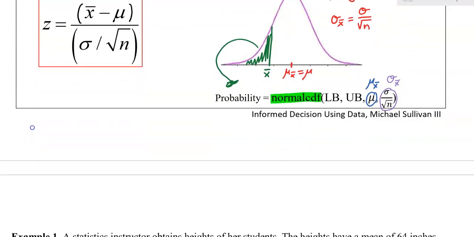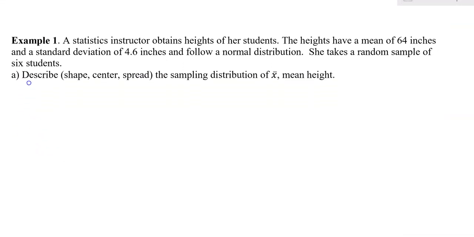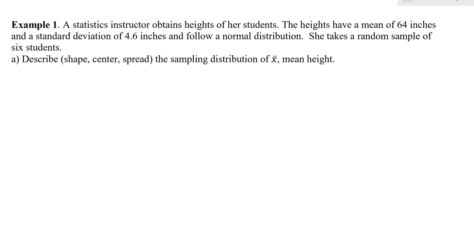All right, let's look at some examples. Look at this first one. Says a statistics instructor obtains heights of her students. The heights have a mean of 64 inches and a standard deviation of 4.6 inches and follow a normal distribution. She takes a random sample of 6 students. So before I get to part A and talk about what we need to find, let's summarize the information we are given.